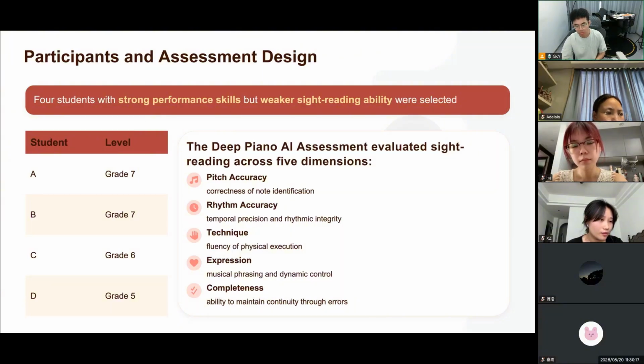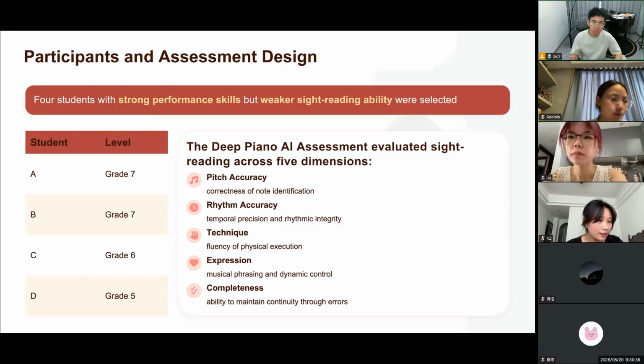The reason I choose these students is they already have good piano performance skills, but their sight reading ability does not match their performance level. In my daily teaching, I found that they can play relatively advanced pieces through repeated practice. However, when faced with a completely unfamiliar score, they still have problems. For example, they stop to check every single note. They need extra time to find the keys on the piano.